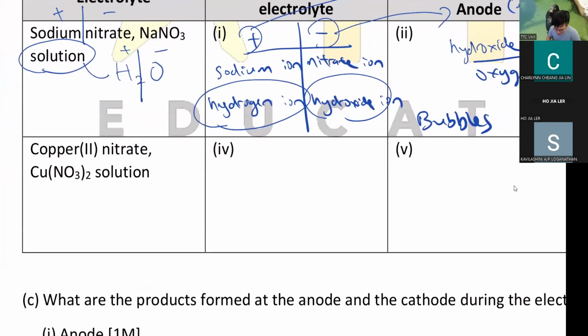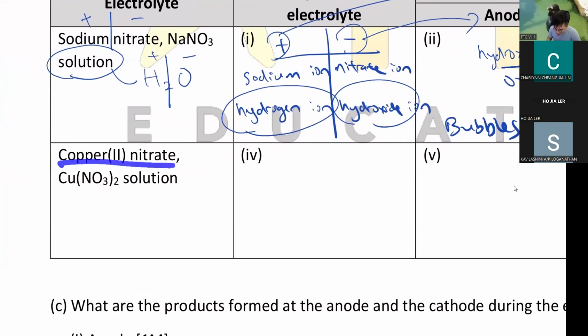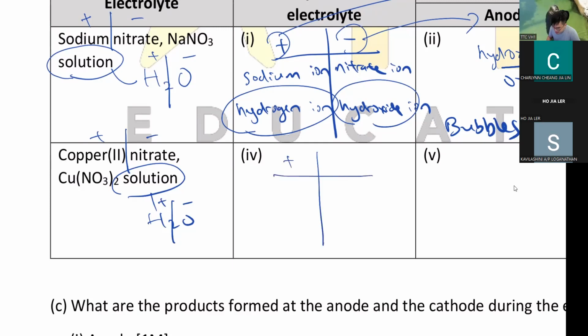So next, copper nitrate solution, H2O. We split this into two, plus minus, plus minus. So we have two guys swimming in the pool. We have copper ion. We have hydrogen ion.